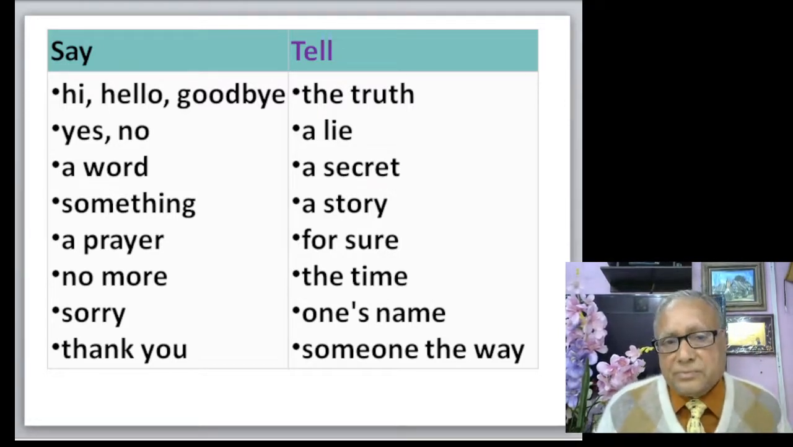Say thank you. But after tell, the truth, a lie, a secret, a story. He told me a story. He told me a secret. Rakesh told me the time. Rakesh told me his name. So tell the truth, tell a lie, tell a secret, tell a story, tell for sure, tell the time, tell one's name, tell someone the way.